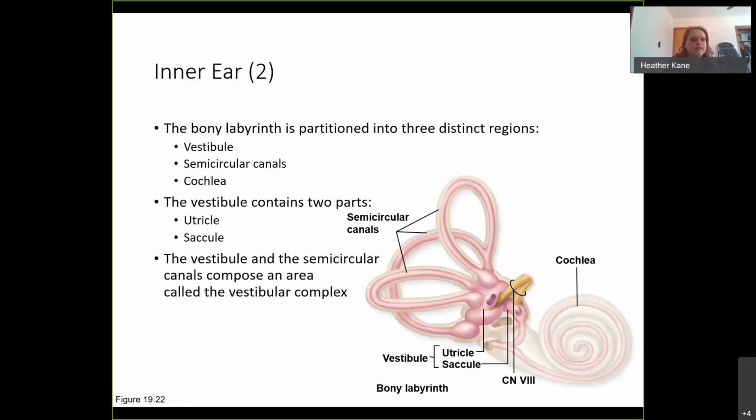The vestibule and the semicircular canals together create this area that's called the vestibular complex. The vestibular complex is this whole organ that is associated with equilibrium. Whole organ, right? That whole organ is the vestibule.